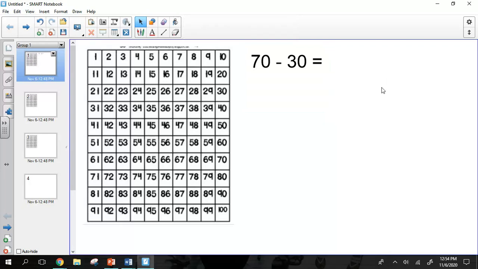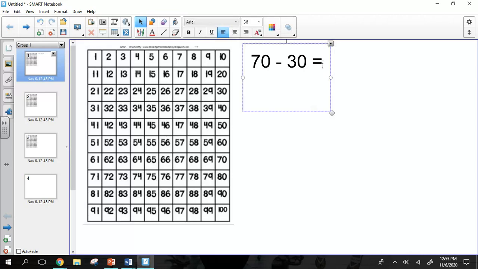Today we're going to be looking at subtracting multiples of 10. This really is a mental math strategy, but what we're going to do is represent that in some pictures on a 100 chart to just explain that mental thinking that does go on. So my problem on this first one is 70 minus 30. So I want to do that if-then thinking and make sure that I explain that clearly.